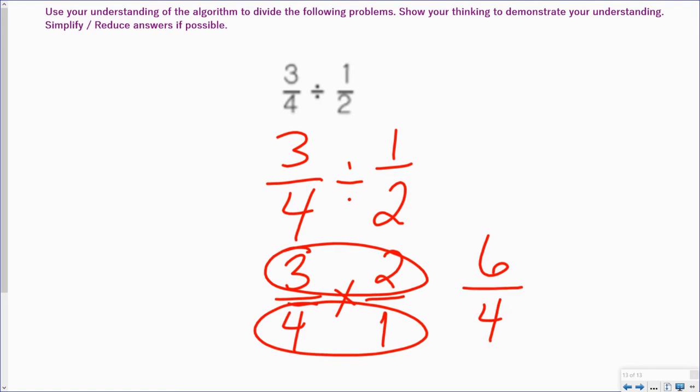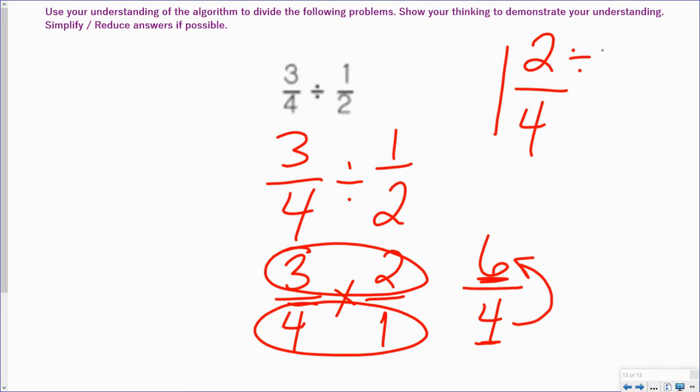Again, it's an improper fraction because my numerator is larger than my denominator. So I want to see how many times 4 goes into 6. Well, 4 times 1 will give me 4, and then 4 plus 2 will give me 6. So that leaves me with 2 left over out of the 4 I originally had. And both of these are divisible by 2 because they're both even. And that leaves me with a final answer of 1 and 1/2.